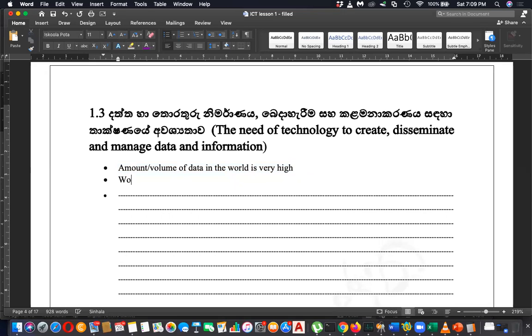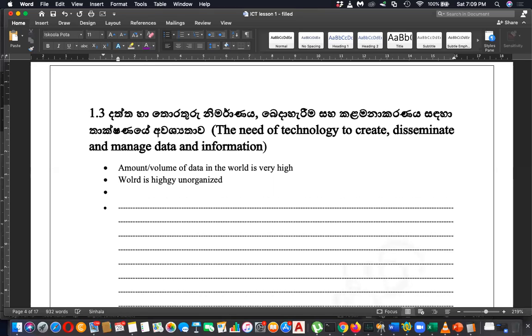The reason is this: the world is highly disorganized or unorganized. That's why. So if we can get information quickly, then it has an edge. It has an edge means we can take advantage over another company. We need information as fast as possible.